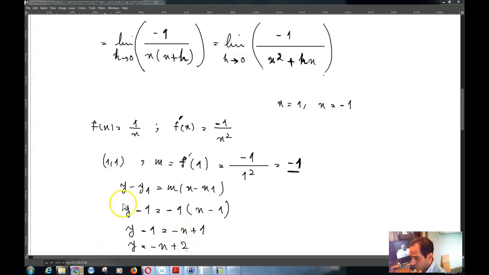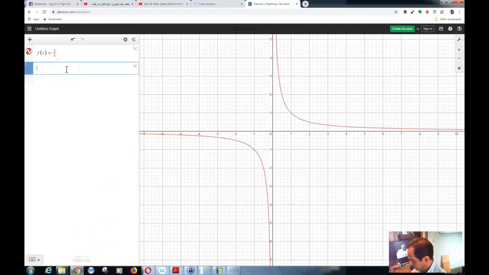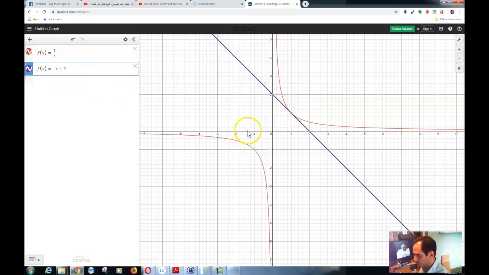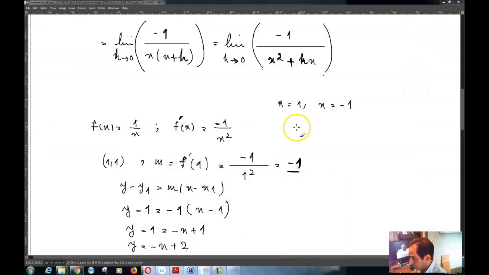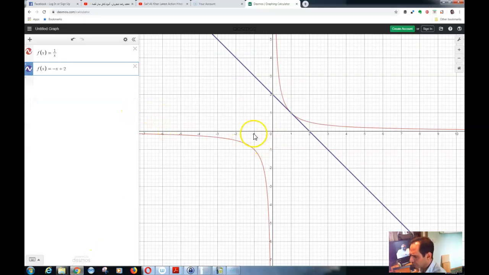Now negative x plus 2 is going to be equal to this thing over here. F of x is equal to negative x plus 2. And you can see that it's a line tangent to the function exactly at this point 1, 1, having a slope of negative 1. And we can find the other point over here as well. For example, if you take the point negative 1, negative 1, I suppose it was negative 1, negative 1.